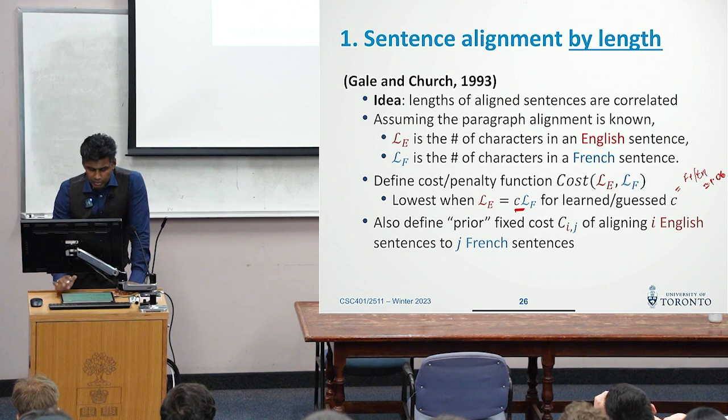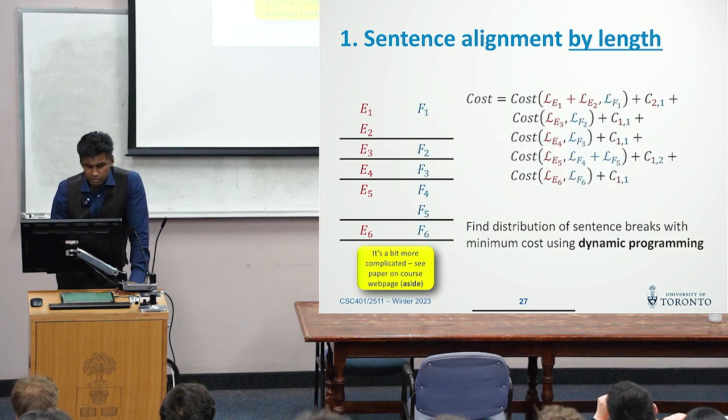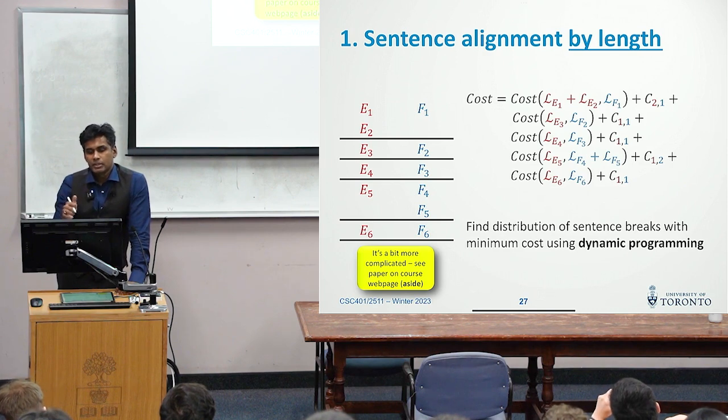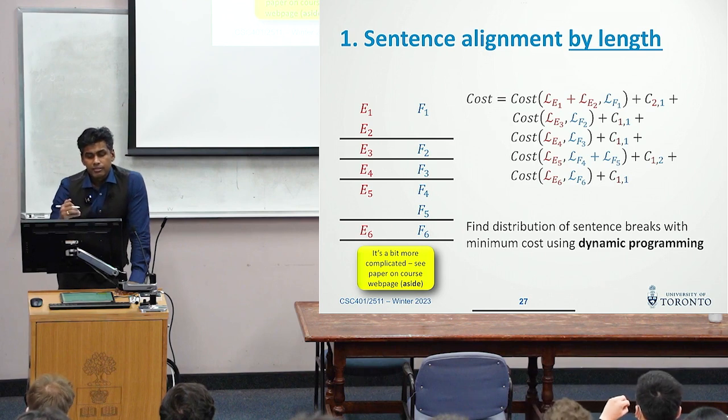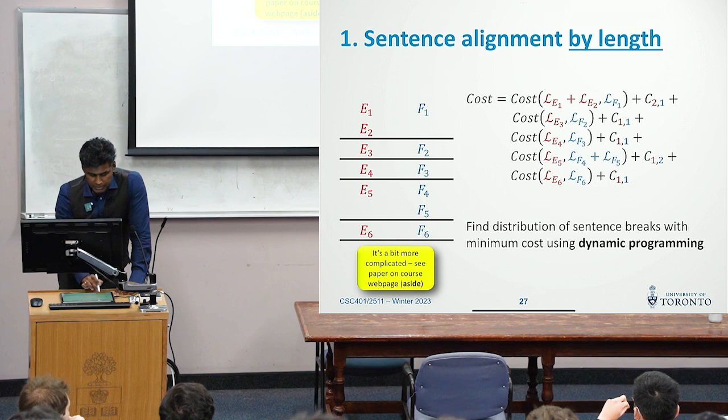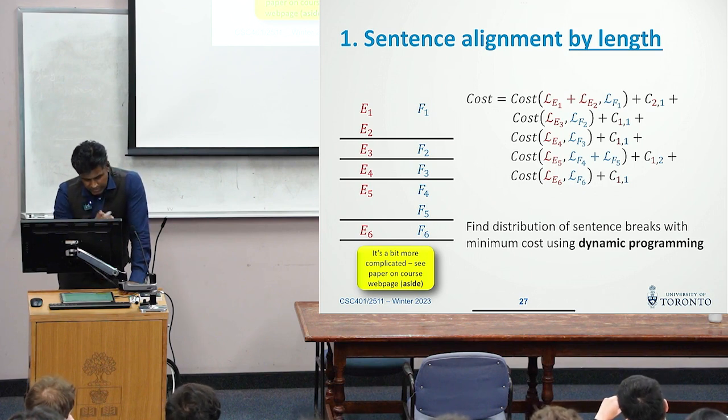Okay, so with this definition, the total cost of alignment is the sum of the alignment cost of each of the beads. Then, if we have a cost function like this, we can draw these lines by finding a distribution with minimal cost, and we can find the sentence-level breakup or sentence alignment shown on the left-hand side.